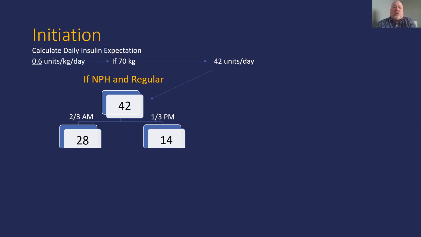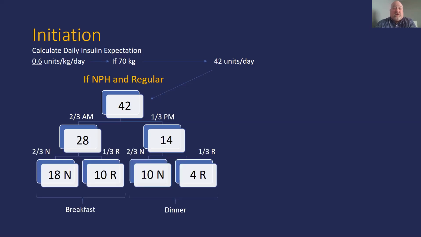Now the next step, for each one of those, we have to figure out how much of it should be NPH and how much of it should be regular. Same concept. It's going to be 2/3 NPH, 1/3 regular on either one of those. So you take the morning 28, 2/3 of 28 is about 18, and 1/3, the R, is 10. So their morning dose, their breakfast time dose, would be 18 of N and 10 of R.